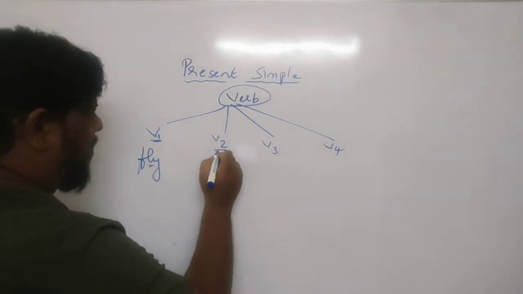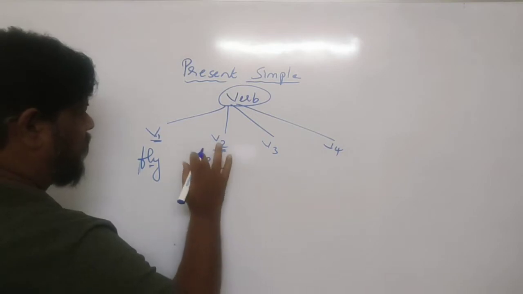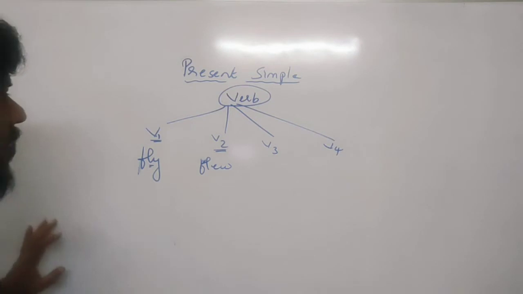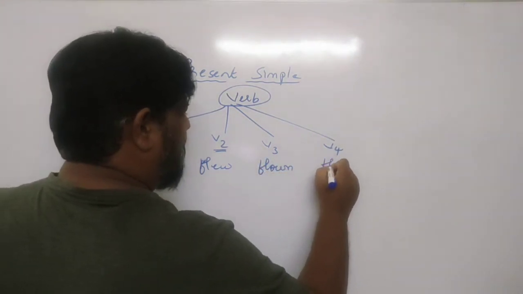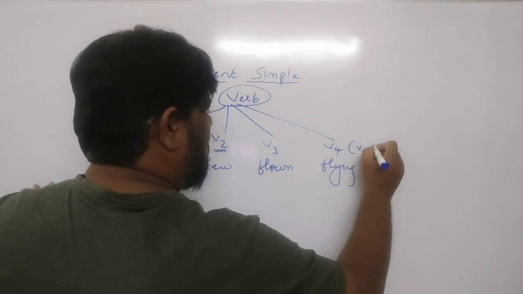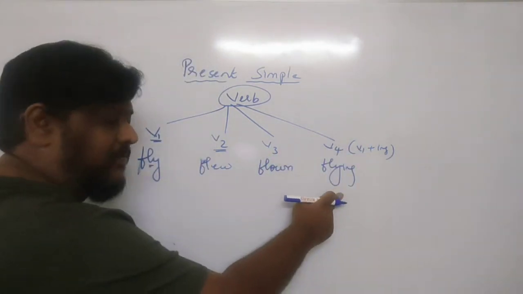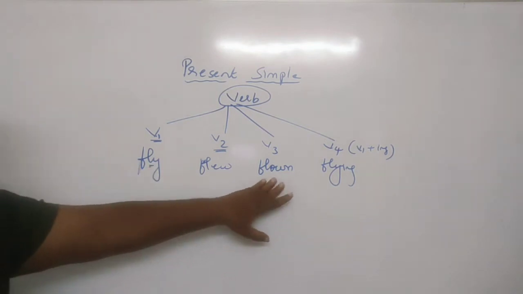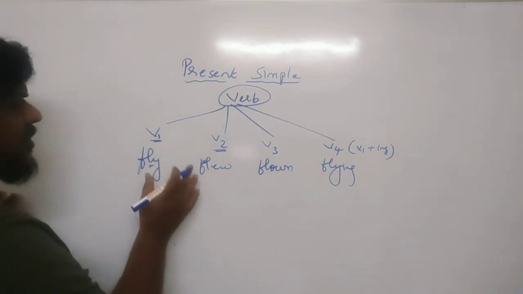So V2 will be the past form, that is flew, and V3 will be flown, V4 will be flying. V4 is also called V1 plus ing, fly plus ing, so it becomes flying. So simple, past, participle and progressive. This is one example.